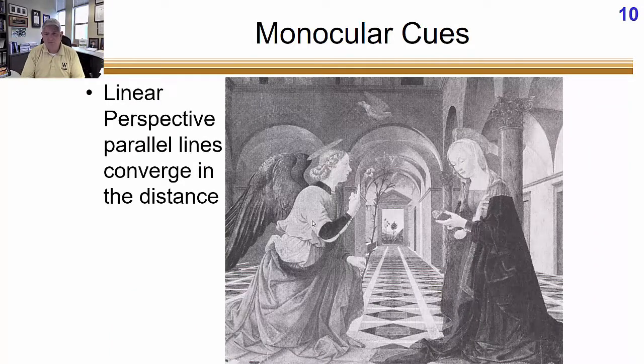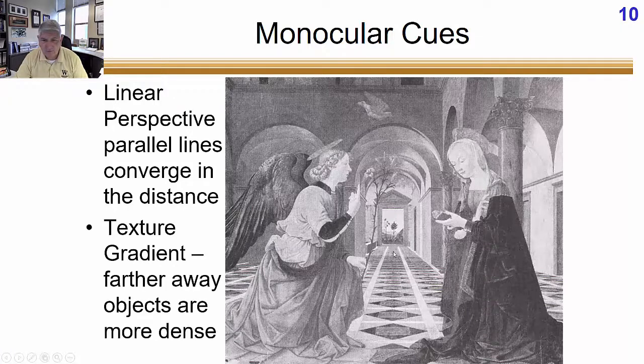Linear perspective refers to the fact that parallel lines will converge in the distance. So here in this painting, we see the tiles on the floor, and these lines start to converge to a point. We also lose detail, so we have a texture gradient. The further away objects are, the more densely they appear, and we lose detail the further away something is.